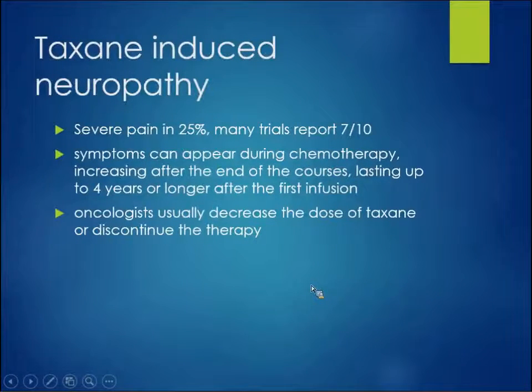And the symptoms can occur during the time that you receive the chemotherapy, increasing until it's discontinued, but they can last 4 years or longer. And again, I'm going to argue if they're still persistent after 4 years, they're not going to go away. If there's a significant neuropathy, the dose is decreased or the agent is discontinued completely.